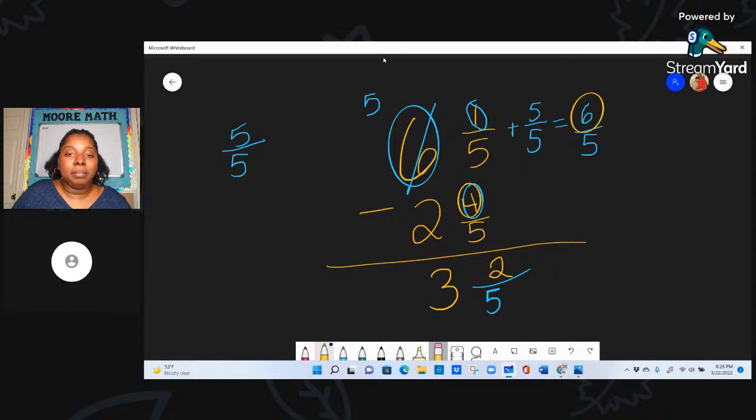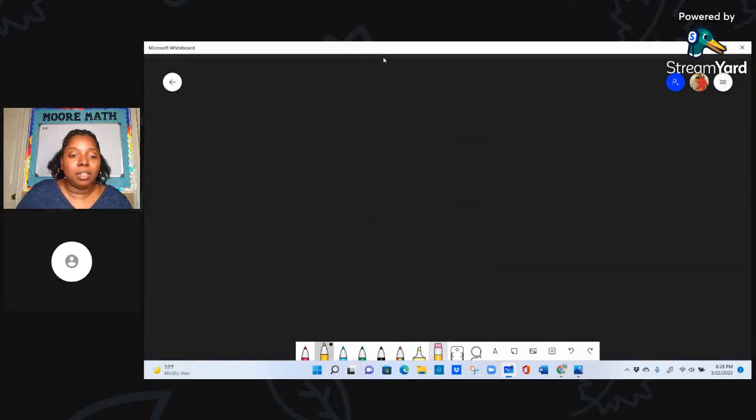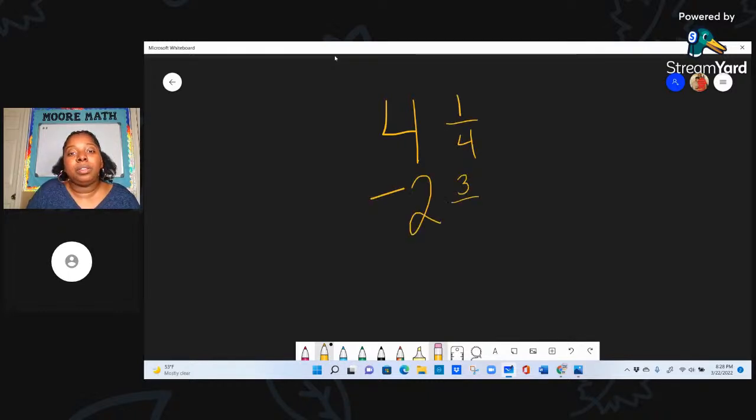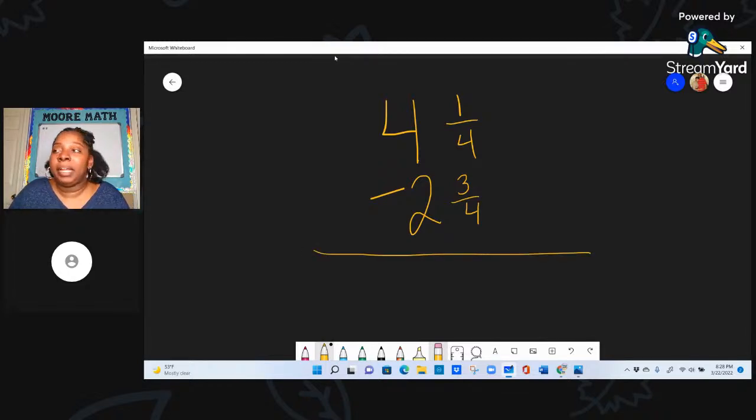Okay, so let's try it again. So 4 1/4 minus 2 3/4. Okay, so again, let's start. We have the same denominator, so we're good. That's the least of our trouble. But look at the numerator. Can I do 1 minus 3? No. So who am I going to borrow from? 4. Good. And that 4 is going to become a 3. Good.